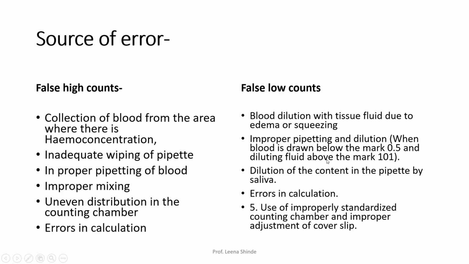False low count: blood dilution with tissue fluid due to edema or squeezing, where RBCs are decreased. Improper pipetting and dilutions. Dilution of the content in the pipette by saliva, errors in calculation, and improper adjustment of the cover slip or counting chamber. So these are some sources of errors due to which false high counts and low counts occur.